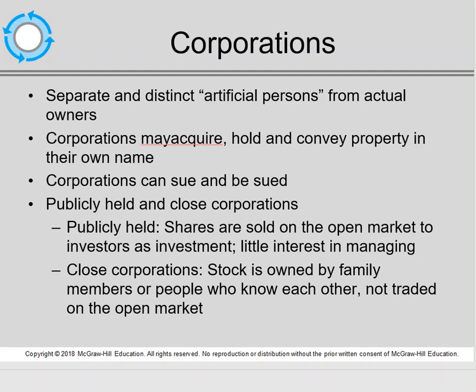The third type of entity I want to look at is known as a corporation. A corporation is an entity that is separate and distinct from its actual owners. So corporations may acquire, hold, or convey property in their own name. They can sue and be sued. And there are generally two main types of corporations. Ones that you're probably very familiar with are known as publicly held corporations.